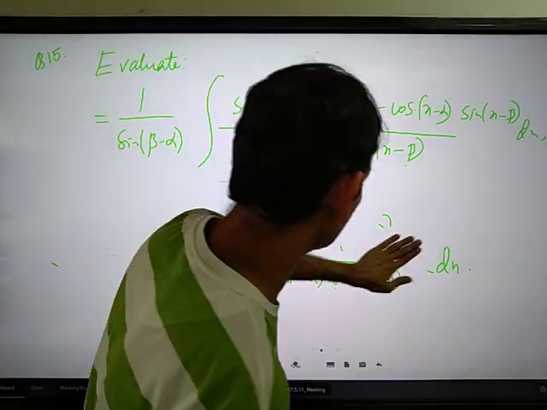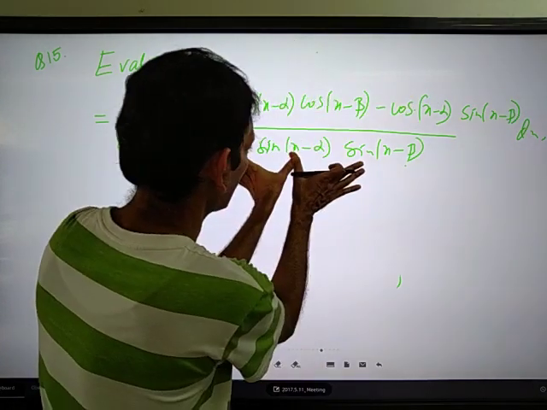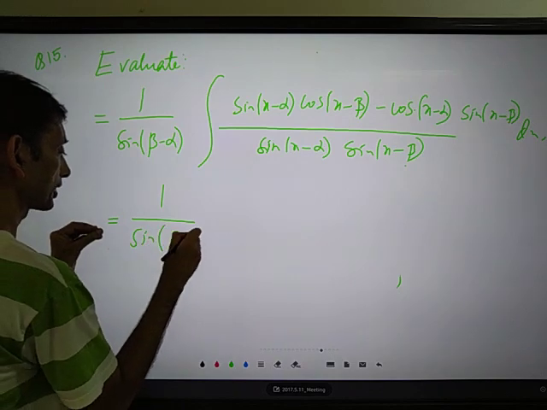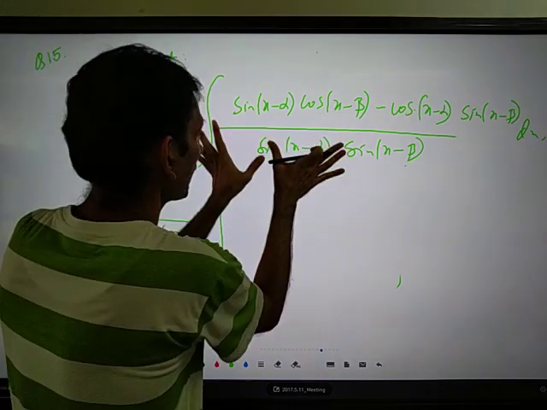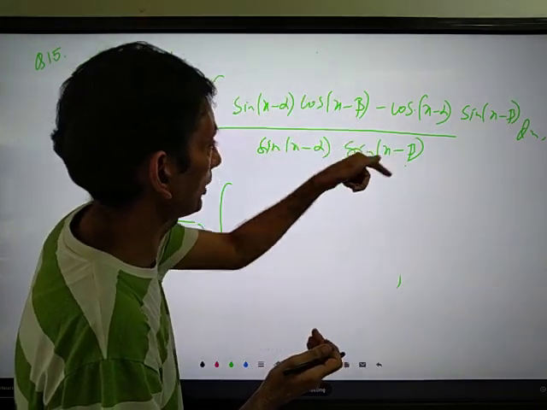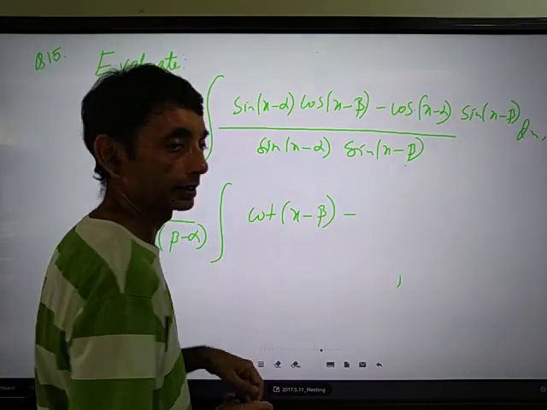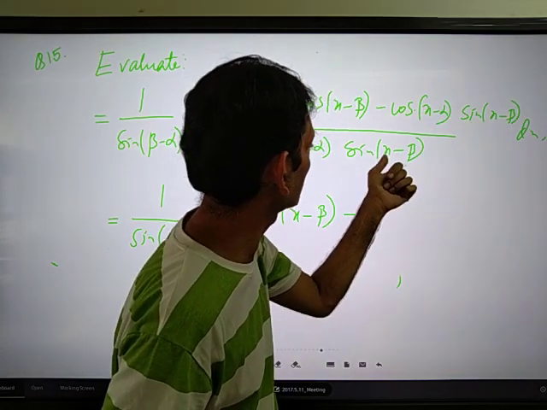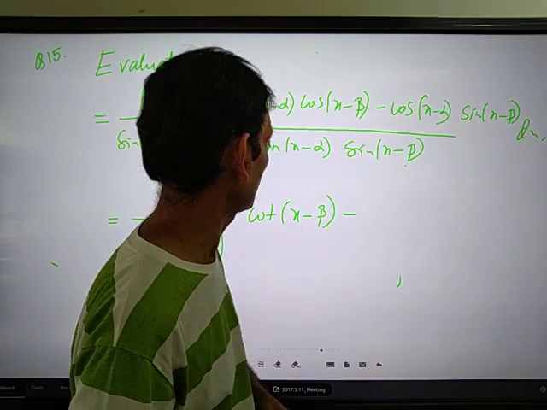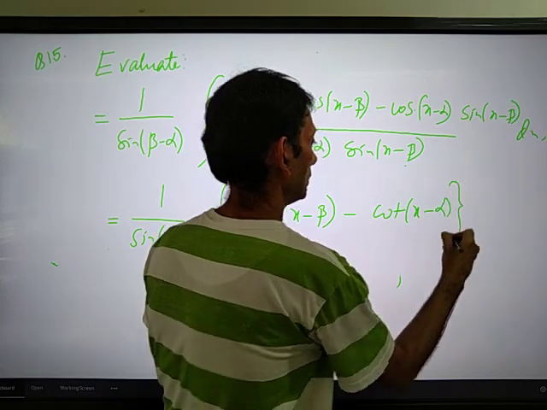Now what you need to do next is divide each of these two terms by the denominator. This will definitely simplify your question. If you divide this by this, sin(x minus alpha) will get cancelled out. It will be cos(x minus beta) by sin(x minus beta). This gives you cot(x minus beta). Similarly, if you divide this one by this, sin(x minus beta) will get cancelled out. You will get cos(x minus alpha) by sin(x minus alpha). So that gives you cot(x minus alpha) dx.